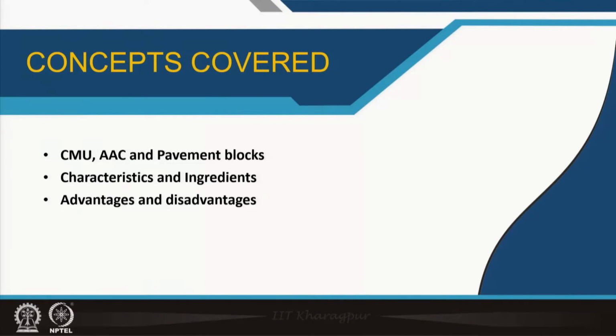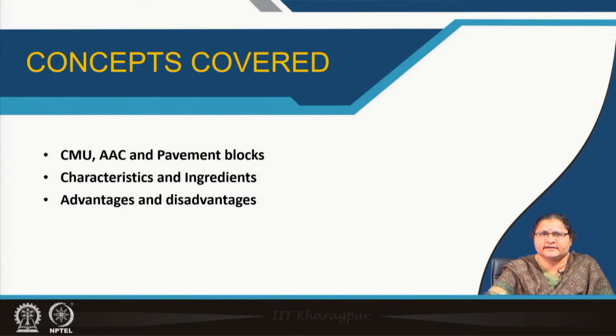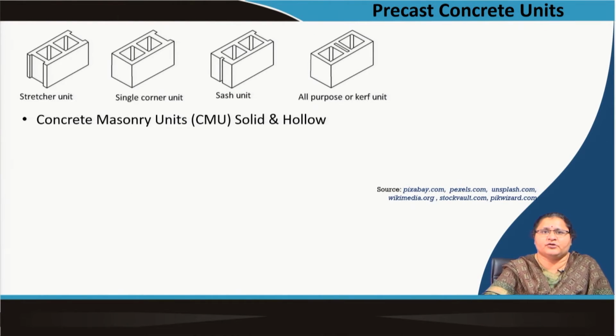So let us move forward with knowing these items: how they look, where they are used, what their characteristics are and what ingredients they are made of, and gradually we move to their use, advantages and disadvantages. So here comes the concrete masonry unit. They are solid. When they are solid, it will be full.